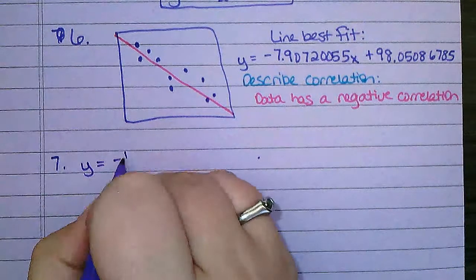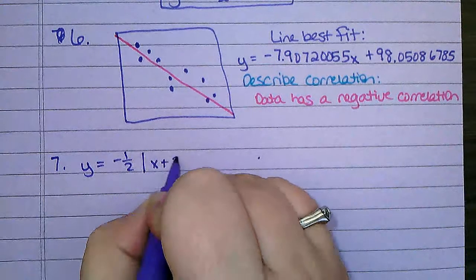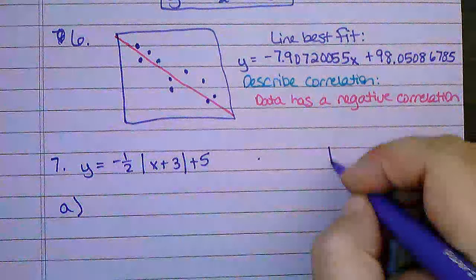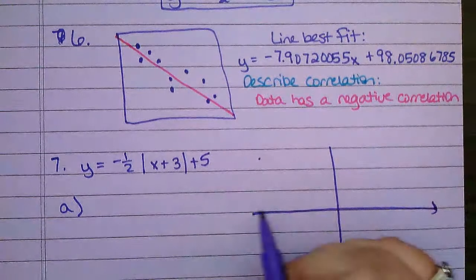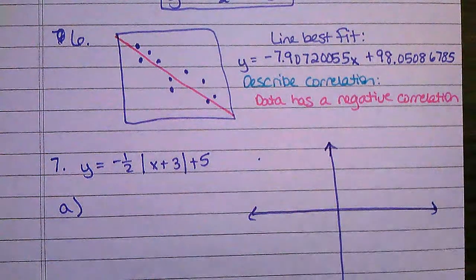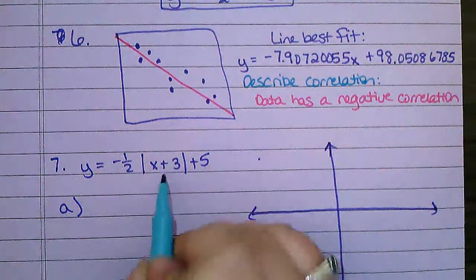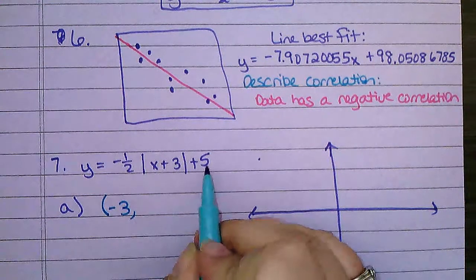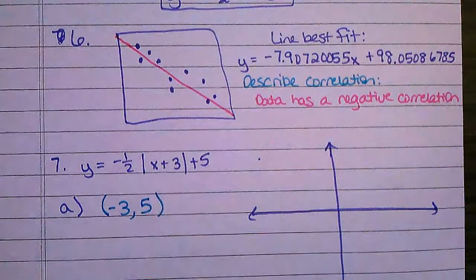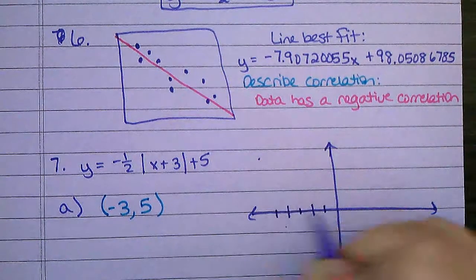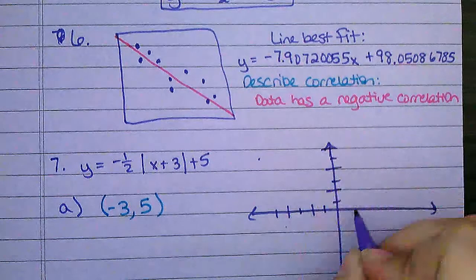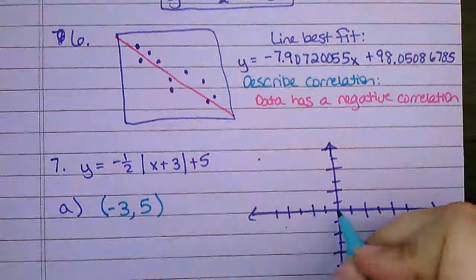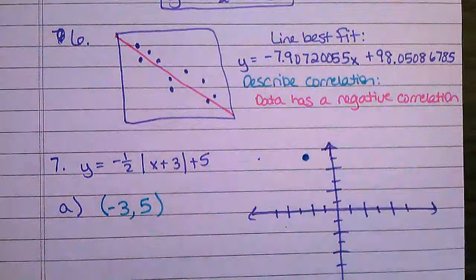We are going to graph negative 1/2 absolute value of x plus 3, plus 5. So A says we need to find the vertex. To find the vertex on one of these absolute value graphs, you always do opposite of the inside, comma, outside stays the same. So I'm going to look at inside and use the opposite of that. It says 3, we're going to do negative 3. Then the outside stays the same, so 5. So my vertex is going to be at negative 3, 5. So I'm just going to plot some stuff on here. Okay, so negative 3 up to 5, there's my vertex.